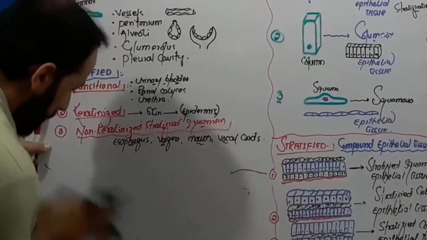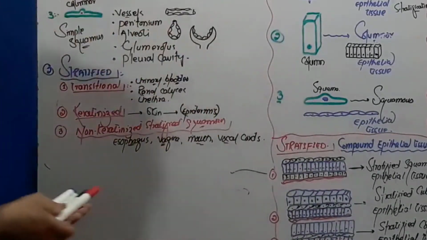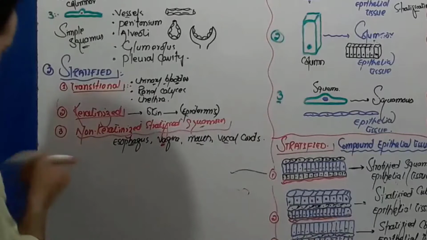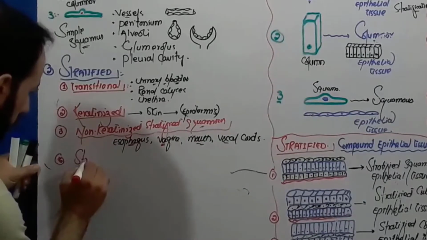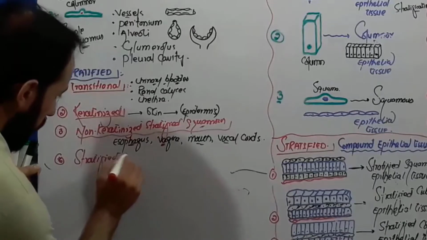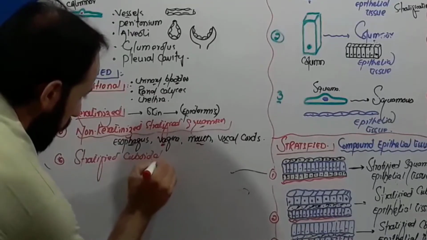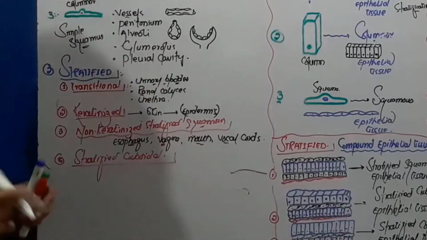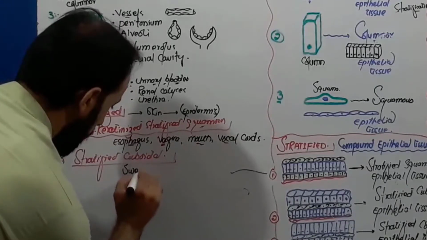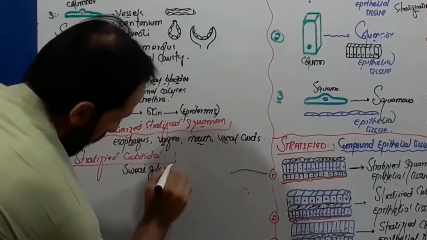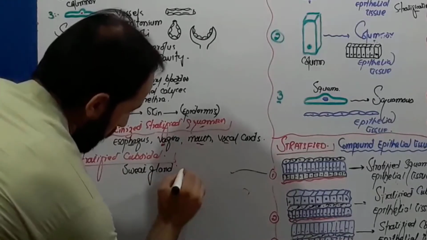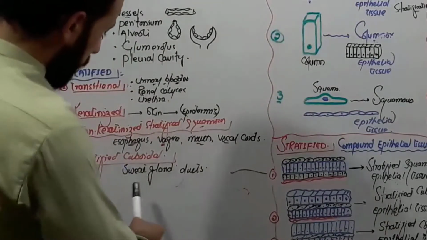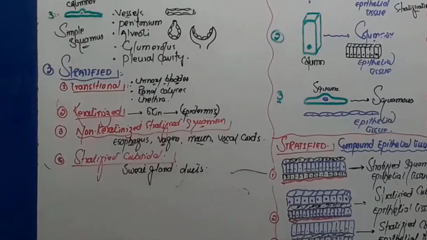The next class we should know is the stratified cuboidal. This one, stratified cuboidal. So let me write here. Number 4, stratified cuboidal epithelial tissue. Such tissues are mostly present in your sweat glands, right? In sweat gland ducts, right? So stratified cuboidal epithelial tissue is mostly present in sweat gland ducts, right?